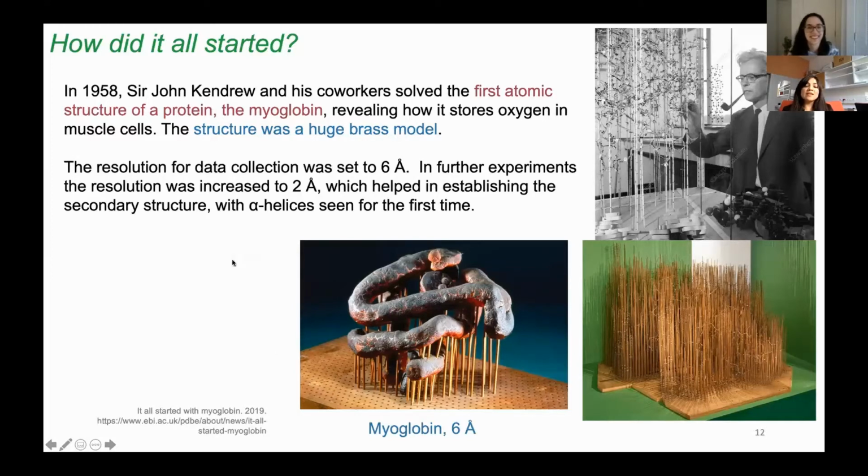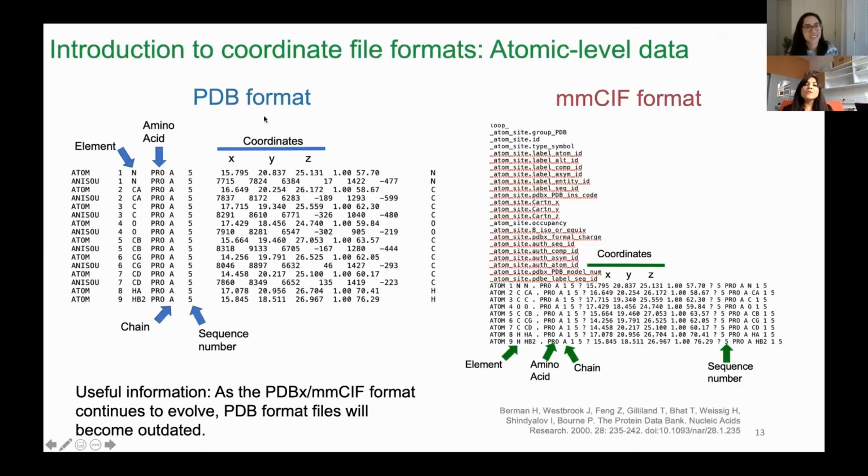So the first models of protein structures were brass models, but nowadays you can download the atomic structures of any protein on your computer, because the PDB stores the atomic data in coordinate file formats. There are two coordinate file formats in the PDB: one is the PDB format, and the other one is the CIF format. These contain atomic-level structure data. So for example, you have one protein here. This is the PDB format of one protein.